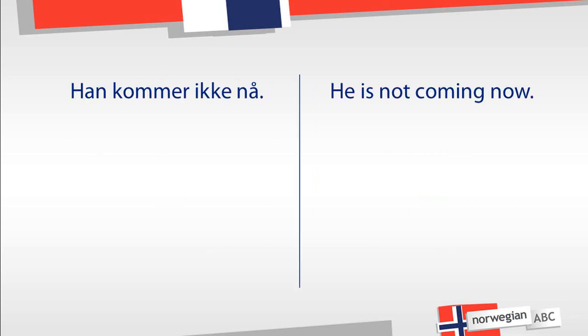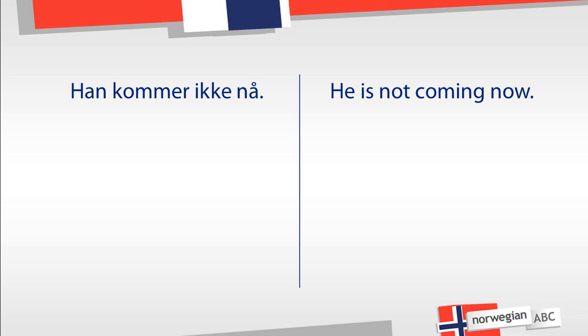Han kommer ikke nå. He is not coming now. We see, first comes the subject, second the predicate kommer, and afterwards ikke. Not that hard, right?